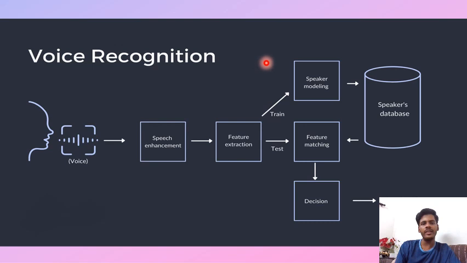Voice recognition. So here we have a diagram which will show us the pathway from which a human voice is converted into a text. So here as you can see the voice is transferred and then it has gone to the system module wherein we have the speech enhancer and then gone to the feature extraction and then we give it to a testing module for feature matching, then train the same in case of future references using the speaker modeling. It is then saved into the speaker's database, and then we have the decision, and finally we have our text ready.